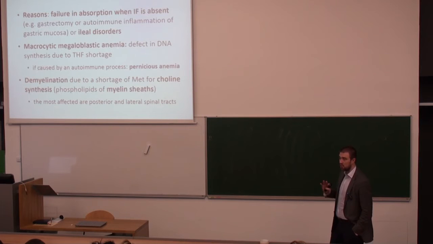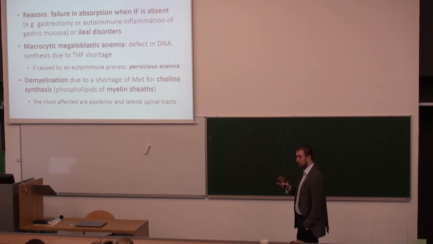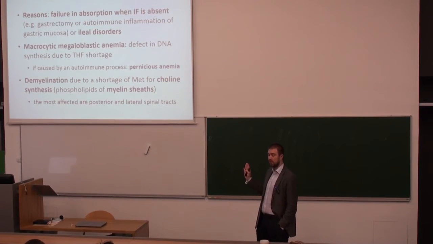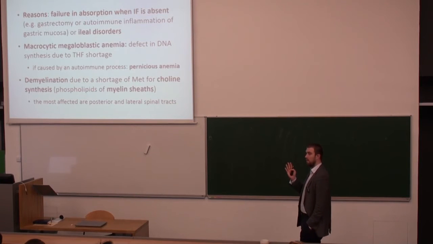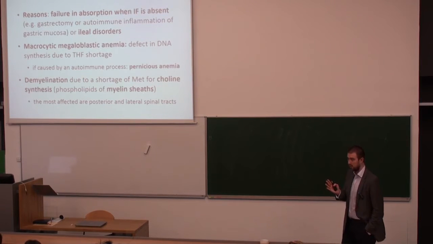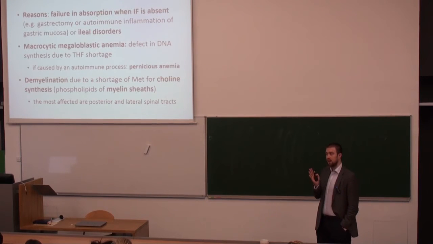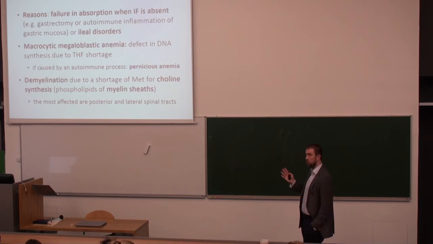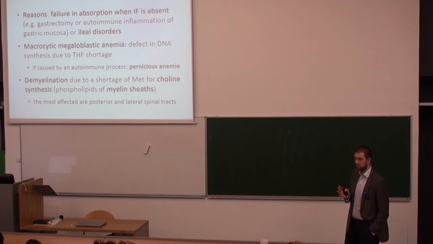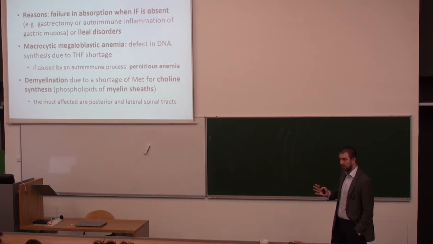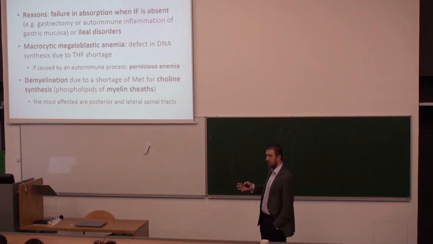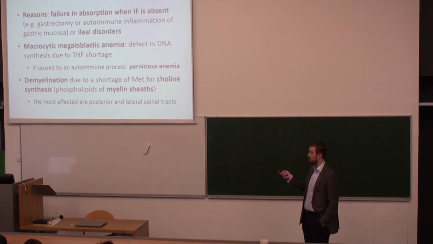The pathophysiology is not 100% sure here, but what we know is that B12 you need for production of methionine. Methionine in the form of S-adenosyl methionine will methylate ethanolamine to give you choline. And the choline you need for the production of the myelin sheaths. If you are missing B12, the result is demyelinization. That means the problem with the axons, and typically the most affected are the posterior and lateral spinal tracts.